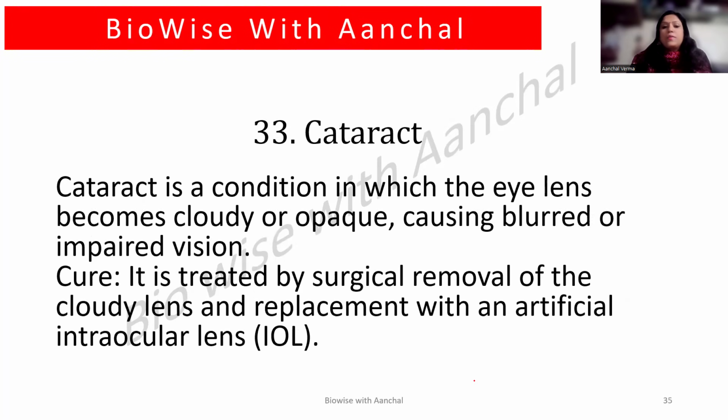Next one is cataract. Cataract is a condition in which the eye lens becomes cloudy or opaque, causing blurred or impaired vision. What happens? You have a lens in the eye. That lens has to be transparent, right? So with age, what happens? Protein starts getting deposited on your eye lens, making it opaque. In Hindi, it is called motia bind. A white, pearl-like thing starts appearing on your eye. So when it is completely covered, then the doctor removes that lens, puts in another artificial lens that is called the artificial intraocular lens, and the person resumes the vision.